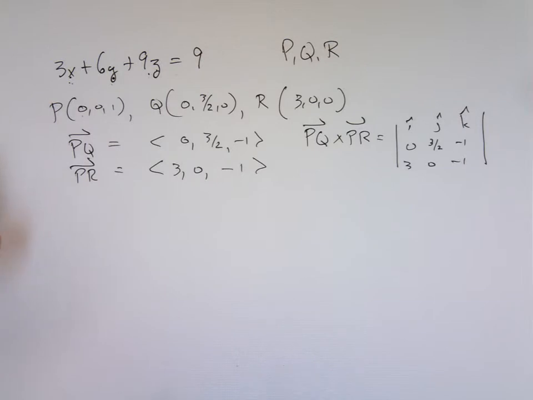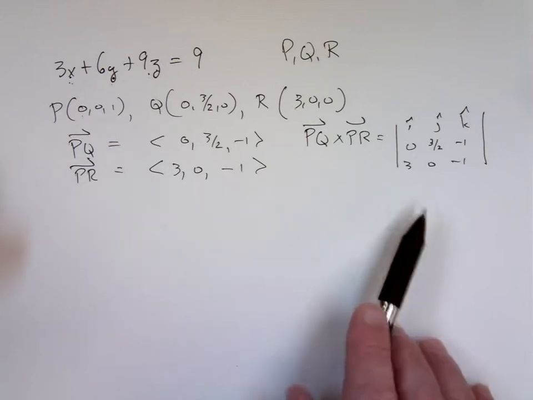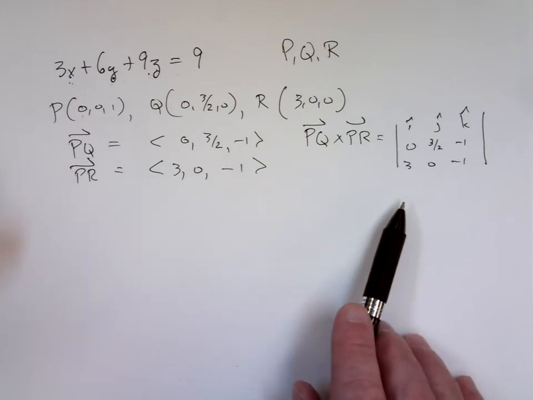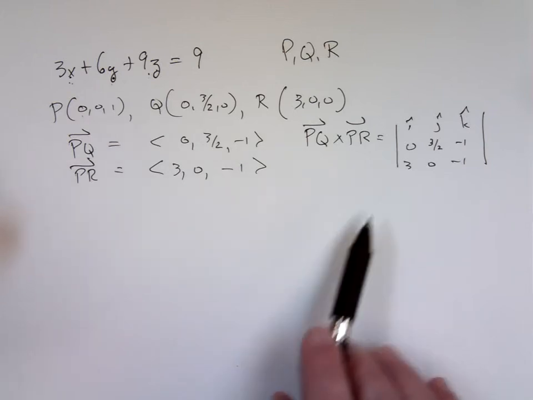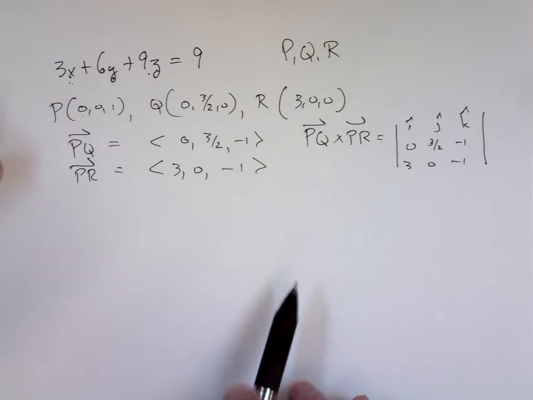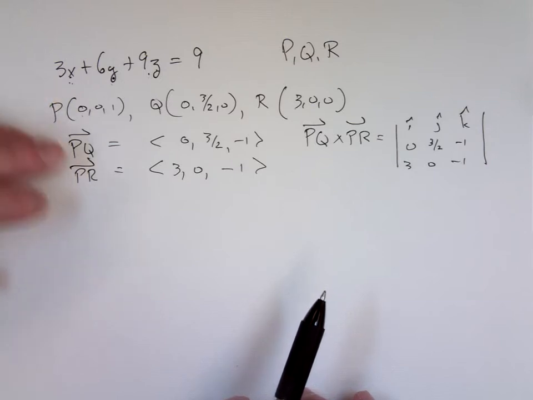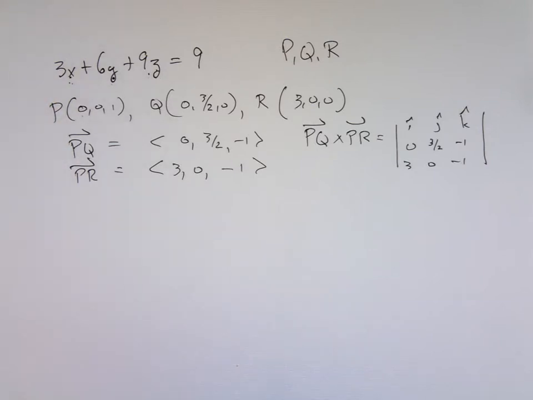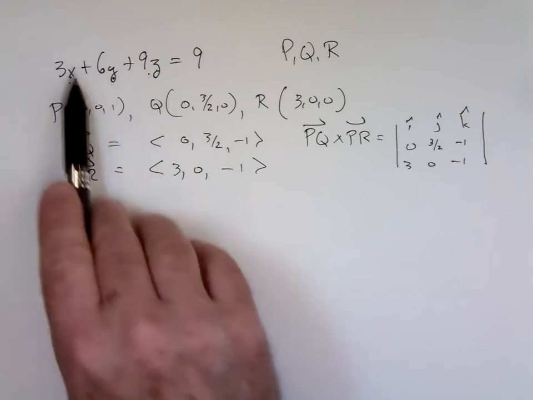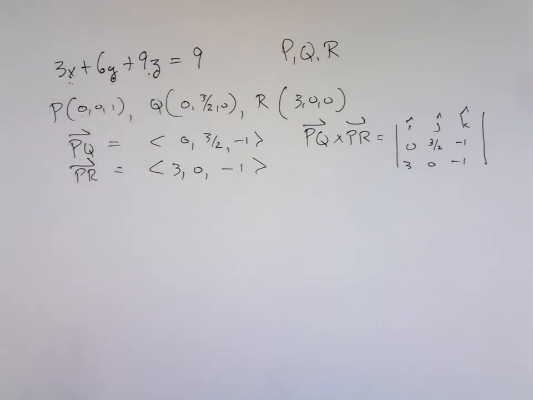Actually, it could come out to be like -3/2, -3, -9/2, or something like that. But it's going to be a constant multiple of this 3, 6, 9, because that is the normal vector, reading it right off here. Yes? So that cross product is orthogonal to the plane there? Yes, it is. Absolutely is.